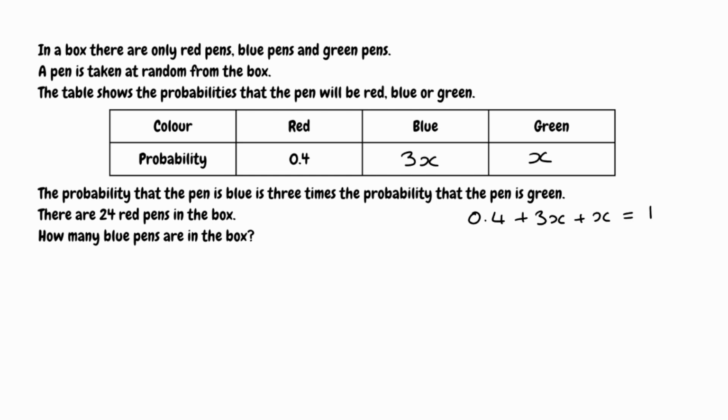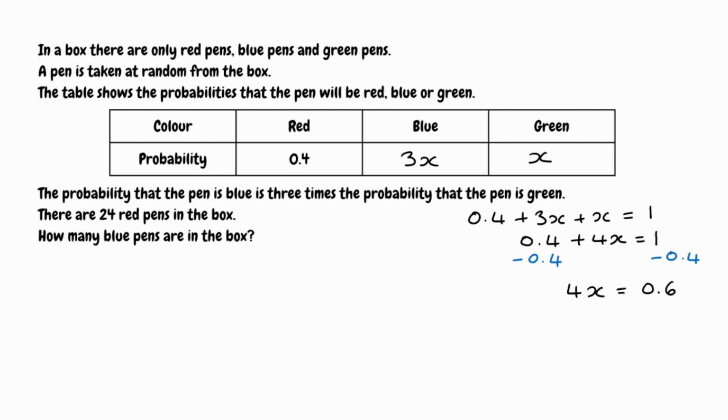Now we can collect like terms. We have 0.4, and 3x plus x gives us 4x, which is still equal to 1. Now we're going to rearrange this equation. We have 0.4 plus 4x is equal to 1. I'm going to leave the 4x where it is. To get rid of this 0.4, I'm simply going to take it away from this side. To balance the equation, I've got to do exactly the same to the right-hand side. So that 0.4 is now gone, and I'm left with 4x on the left-hand side, which is equal to 1 take away 0.4. That leaves us with 0.6.